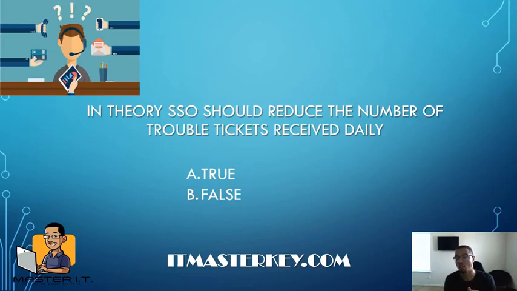So in theory, SSO, or single sign-on, should reduce the number of trouble tickets received daily. Is that true or false? So single sign-on, really quick, just means that you sign on to one platform and you have access to several, right? So let's say that you sign into Facebook, and if you notice, it's pretty much integrated into a lot of other sites. You sign into Facebook, and then you go to another site, and it says enter username and password, or sign in with Facebook or sign in with Google, all right? Meaning that you sign in one time, but you get access to several different things. Easy.